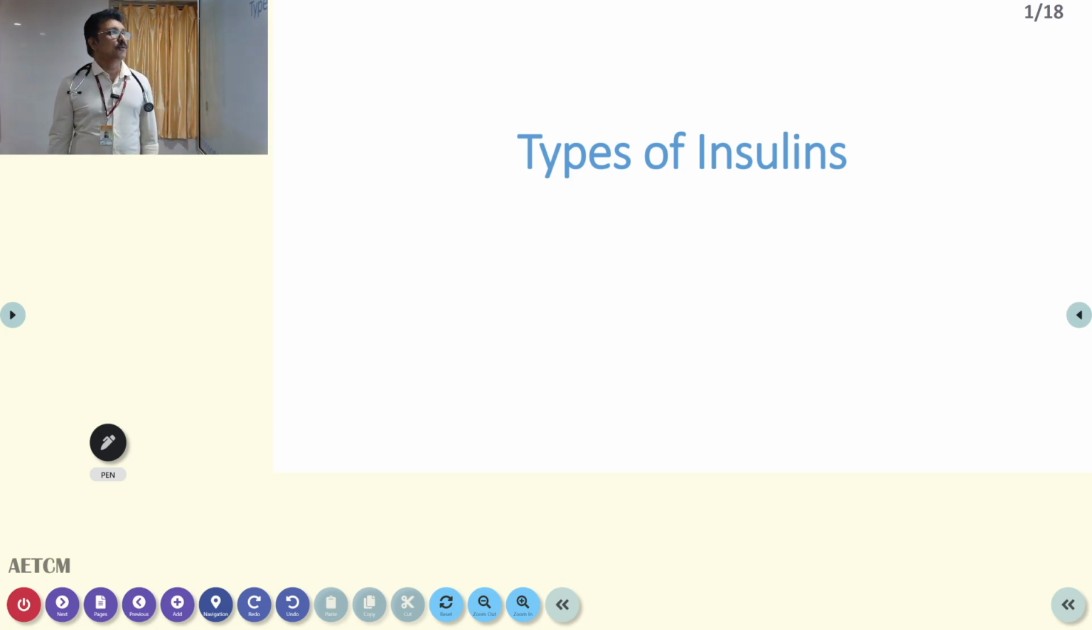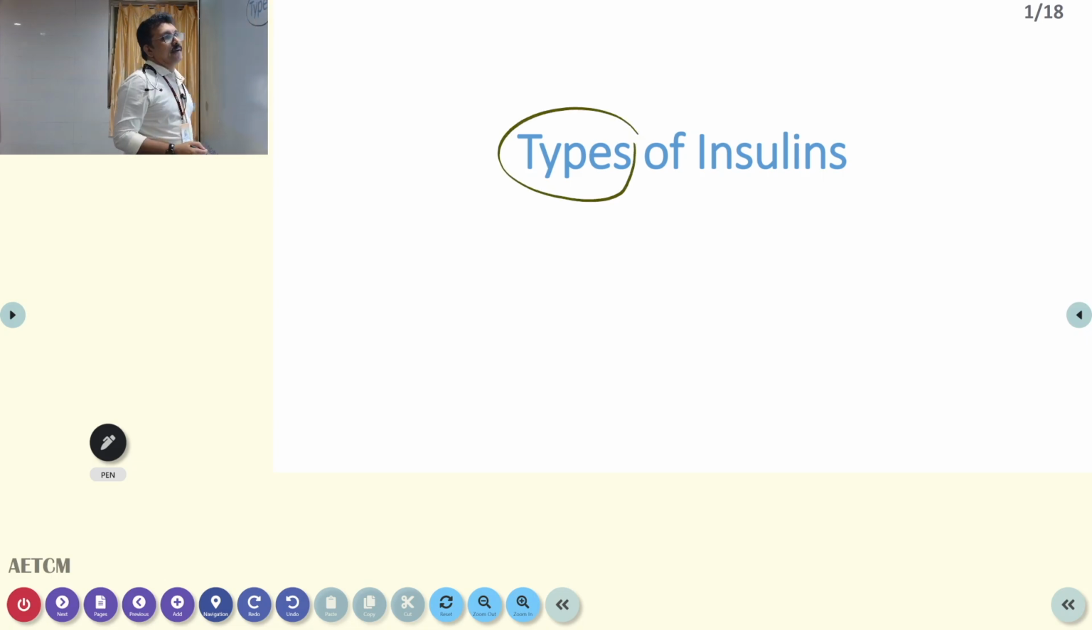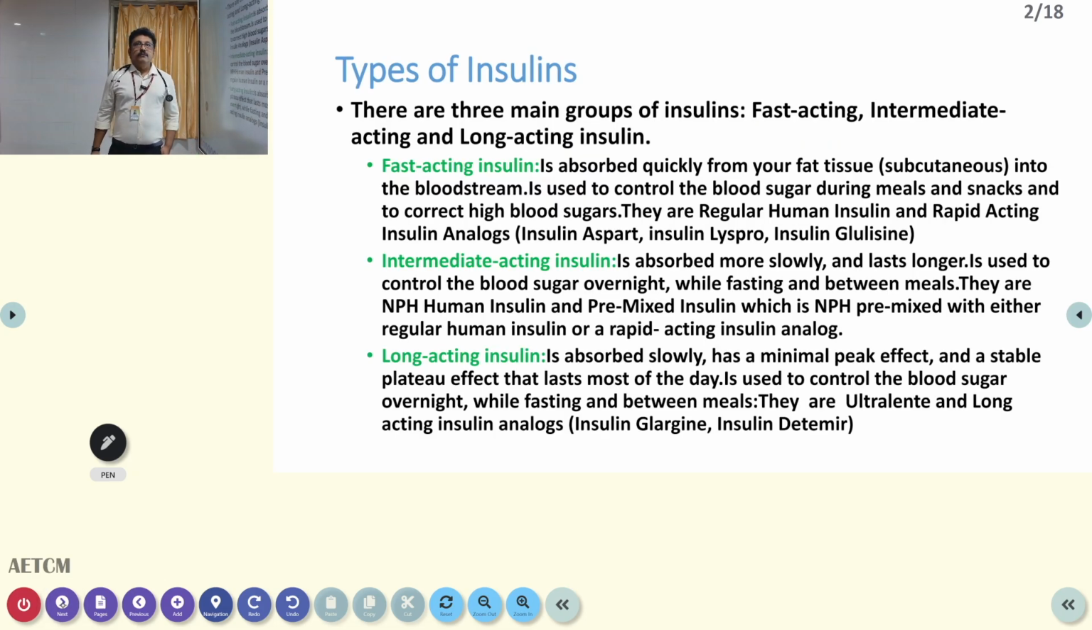Today, let us discuss different types of insulin, and also the dosage or regimens of insulin. We know that whenever our body is not producing adequate insulin from the pancreas, the patient develops diabetes mellitus. That means insulin is not produced adequately for the food he is taking.